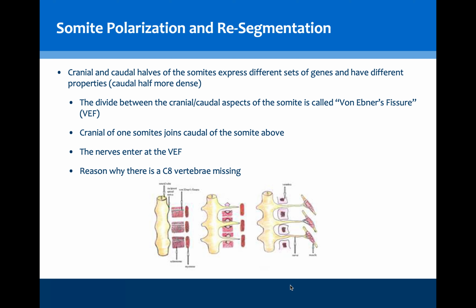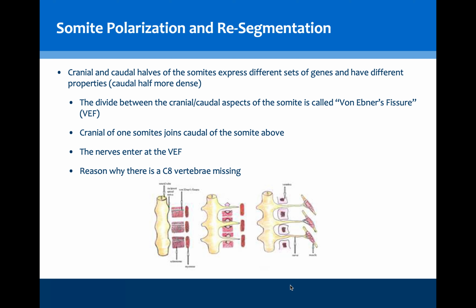And this is why I say that the C8 vertebra is missing. If you think that there are 37 somites, and at some point we're taking the top half of one and the bottom half of the other, at some point we're going to lose a somite. Okay, so at some sporadic, random point we'll lose a somite, and the point at which we do it for understanding is that the C8 somite is lost.